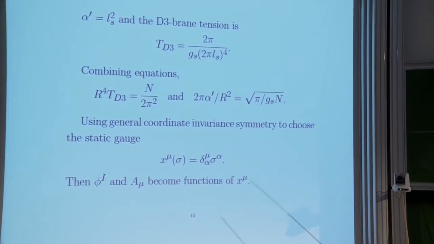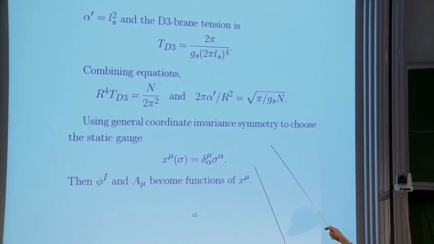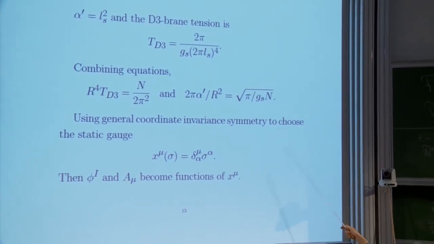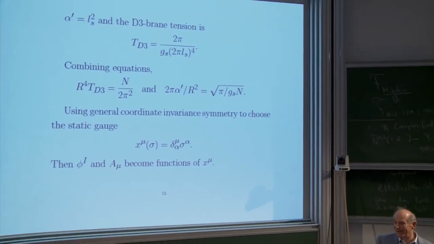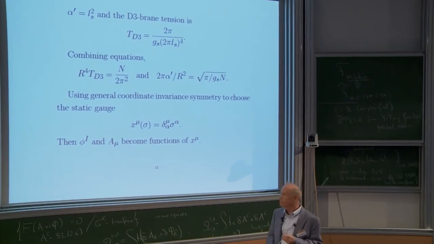And combining equations, the combinations that ultimately appear in the equations are r to the fourth times T_D3 and 2 pi alpha prime divided by r squared. And those are just pure numbers. So all scales drop out of the problem. So there are no dimensionful numbers in this action.